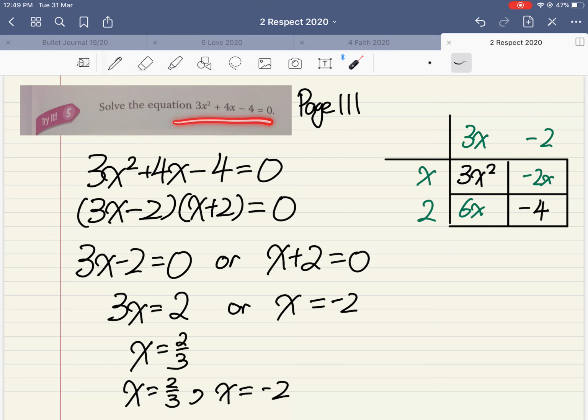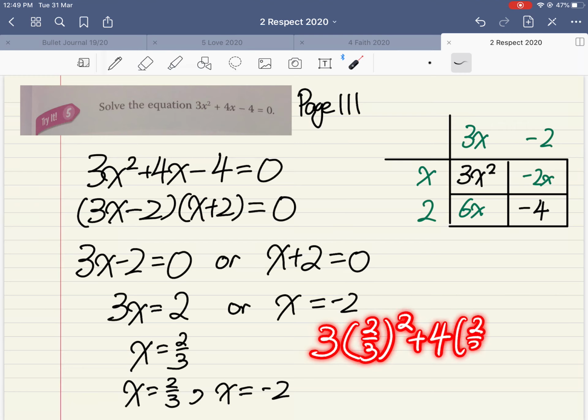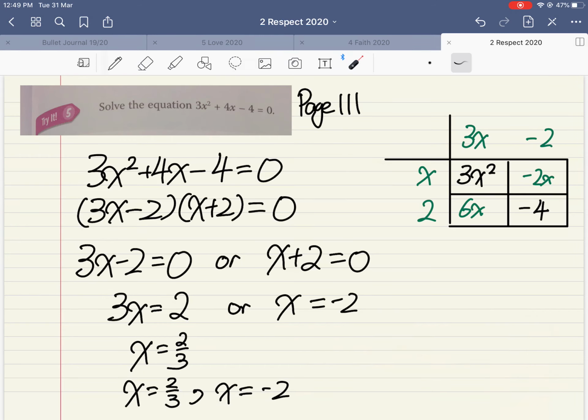For example, if I use x equals 2/3, what do I notice? If I use 3 times (2/3) squared plus 4 times 2/3 minus 4, and you key these values into your calculator, what do you notice? That is right. You get the value to be equal to 0, which is correct, as in this equation, I know that 3x squared plus 4x minus 4 equals 0.